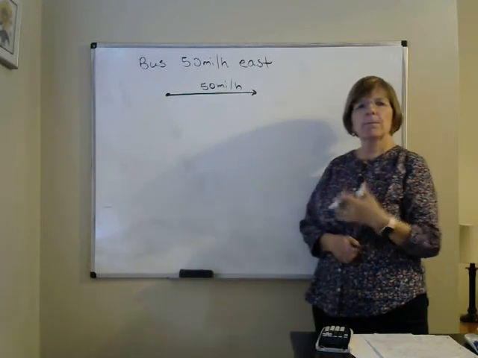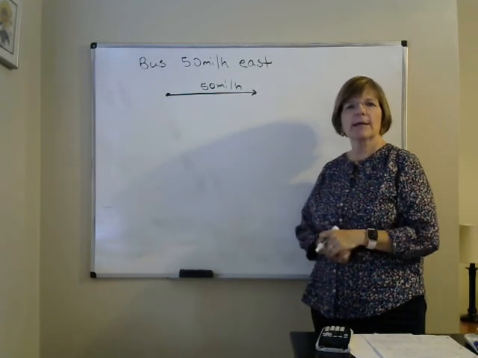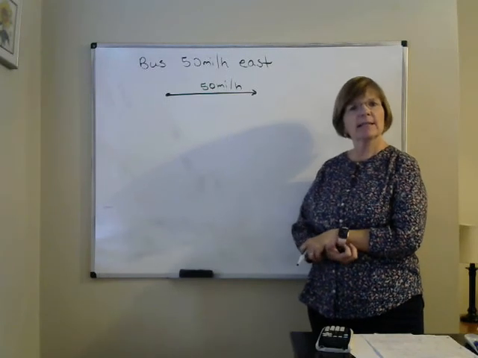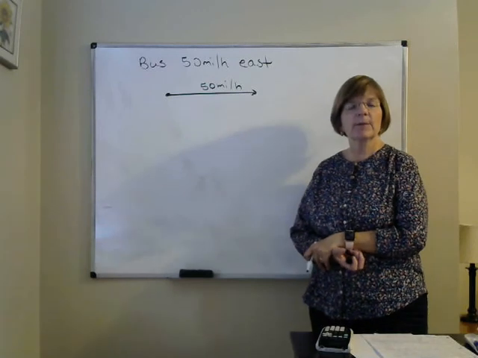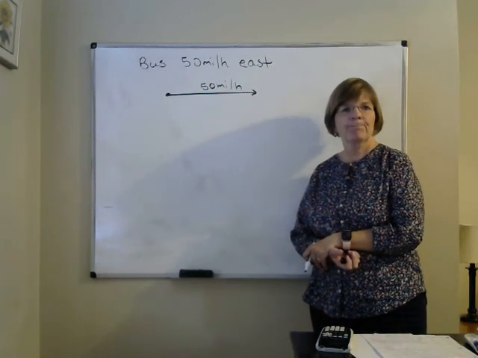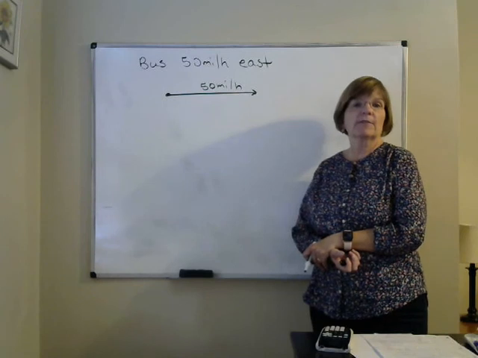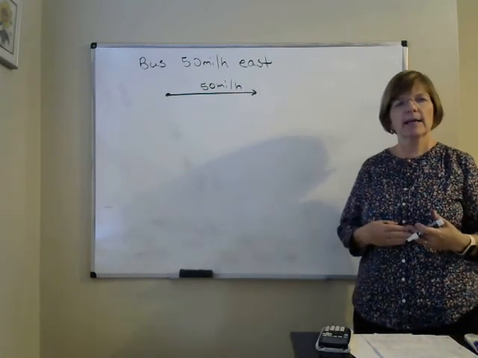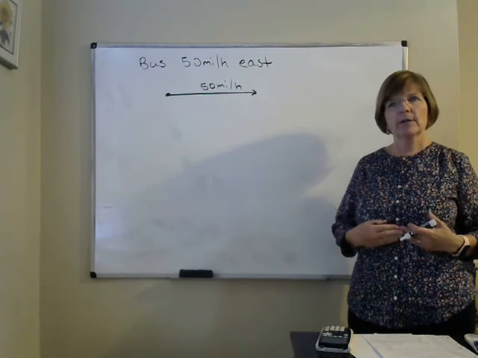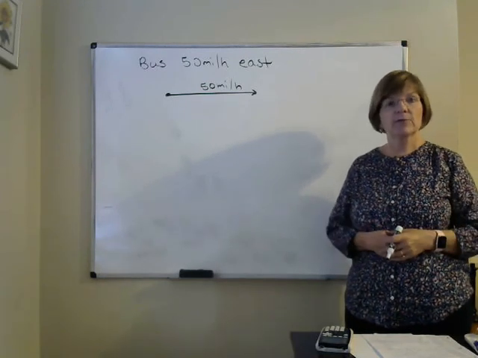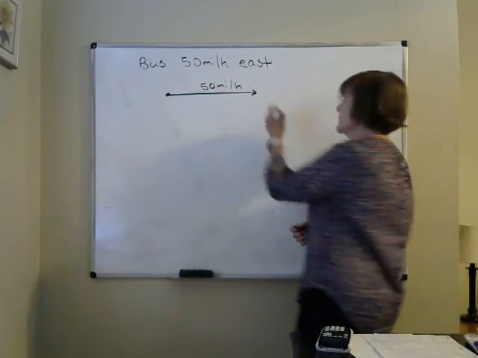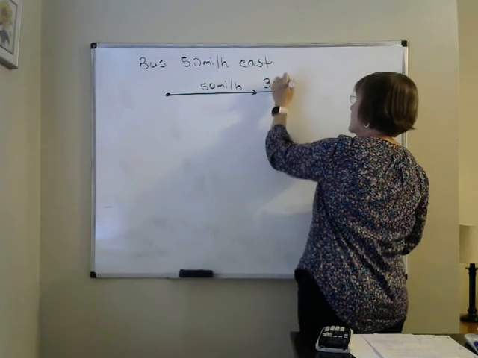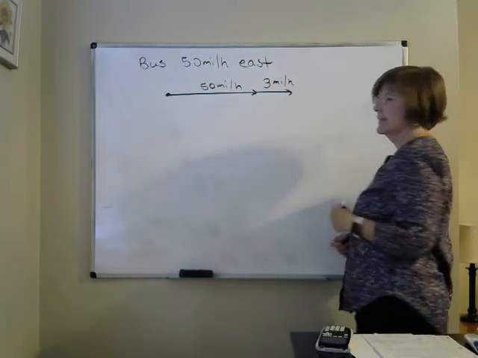If someone at the back of the bus walks to the front of the bus at 3 miles an hour, what am I talking about? Do I mean 3 miles an hour relative to the bus, or 3 miles an hour relative to the Earth? I obviously mean relative to the bus. They're going 3 miles an hour faster than the bus in a way. That would give us this, 3 miles per hour relative to the bus.